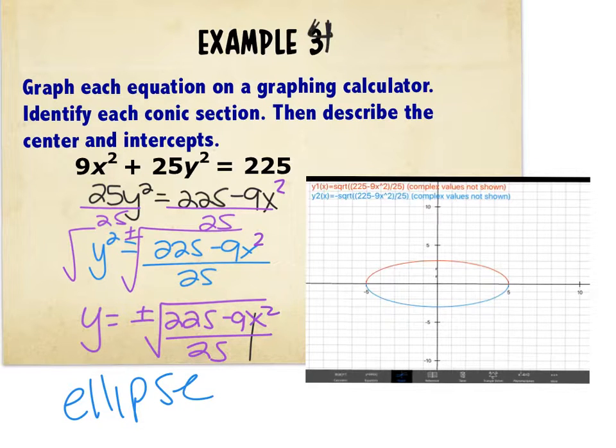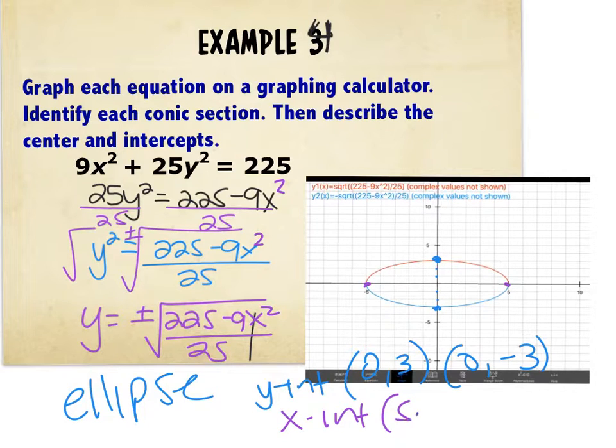If you went 1, 2, 3, those are your y-intercepts, which are (0, 3) and (0, -3). And your x-intercepts are at 5 and -5. That's how I know that this is not a circle. So (5, 0) and (-5, 0). And then my center is right there at (0, 0).